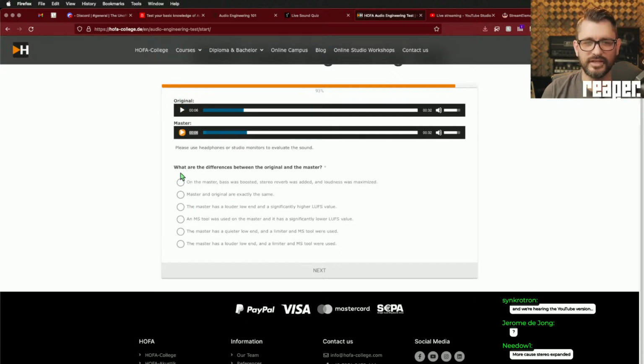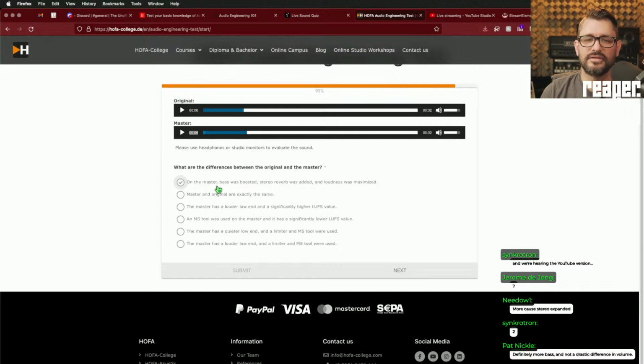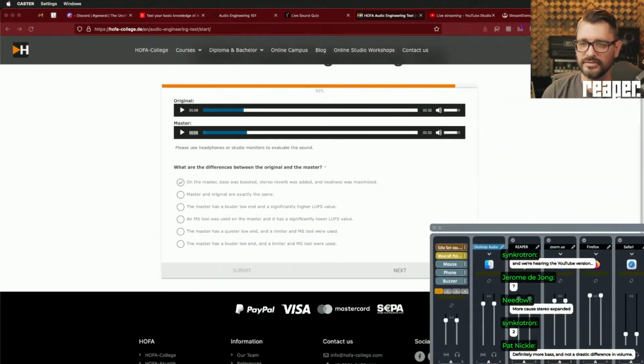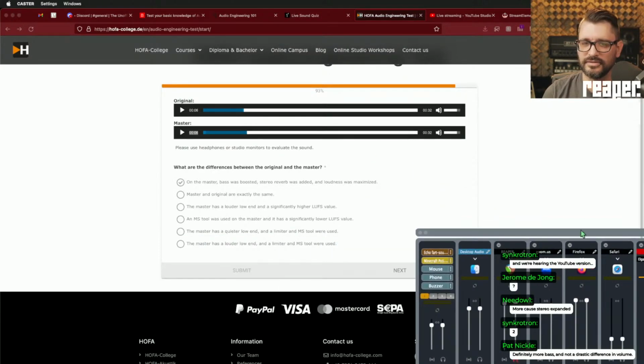I'm not going to say that they're exactly the same. My guess here in my speakers, a little more bass and there's reverb. Yeah, volume doesn't seem drastically different. I mean, I could cheat and put it on my LUFS meter.